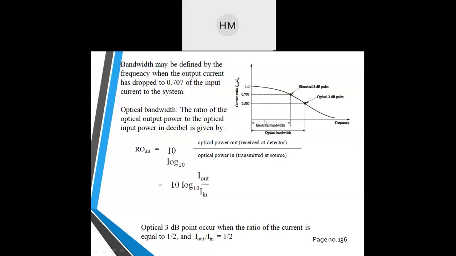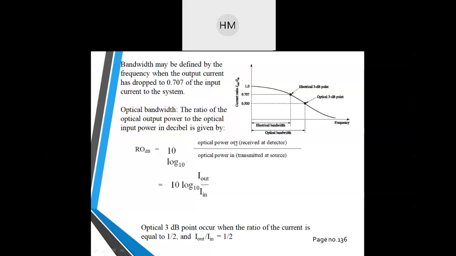See, bandwidth may be defined by the frequency when the output current has dropped to 0.707 of the input current to the system. This is the highest value of the current at 1. 3 dB down, or in non-linear, in your normal scale, it is root 2. 0.707 is 1 by root 2. At this point, I will intersect this graph. I will put a vertical line. That line will give me the electrical bandwidth. This is the current ratio, I out upon I in, with respect to frequency. Okay, that is the gain with respect to frequency. Ratio of output current upon input current.